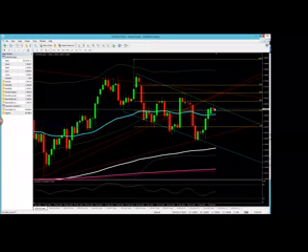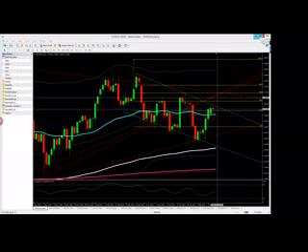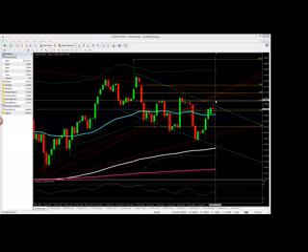So what we're going to be looking for from here, guys, is if you were to take a set and forget it trade, you could take it right now. Your stop loss essentially is going to be about 50 pips away. All right, so 45 pips away.